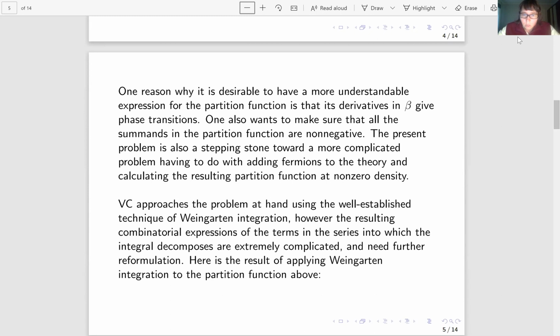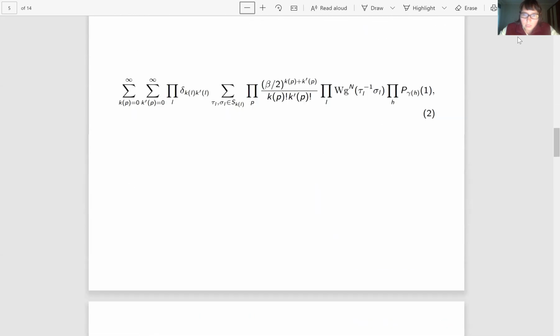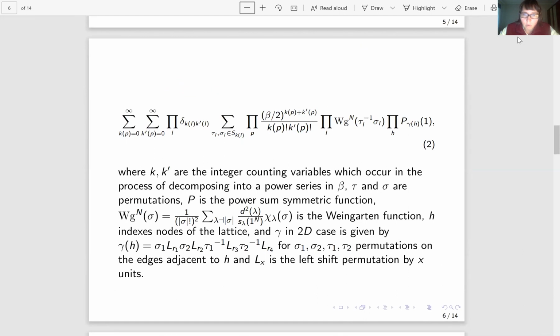So anyway, if we apply this technique of Weingarten integration, which is a technique for calculating such integrals and expanding them into a series, then we will get something like this. This is some horrible formula. But the point is that instead of expressions with integrals, we get combinatorial expressions, a series whose terms are very combinatorial. They're no longer integral signs or anything. It's just a series with very combinatorial terms.